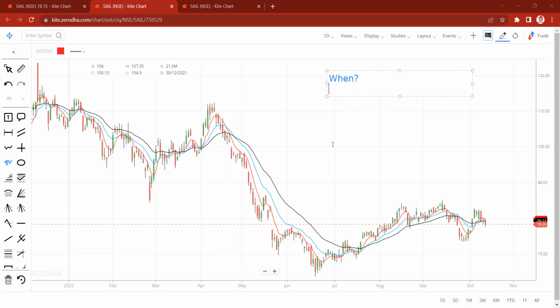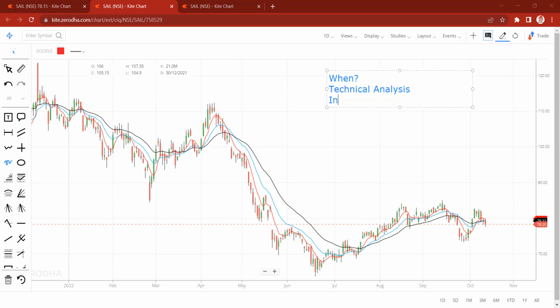To understand this, we have to do analysis. There are two types of analysis. One is fundamental analysis, another is technical analysis. In technical analysis, we look only at the graph of the share. Based on this, we decide when to sell and when to buy.